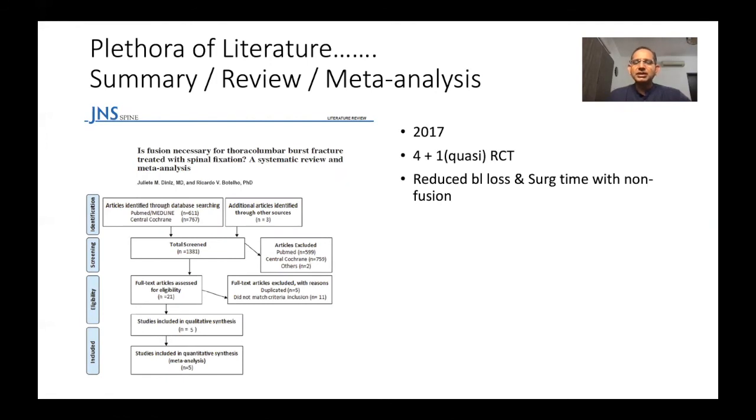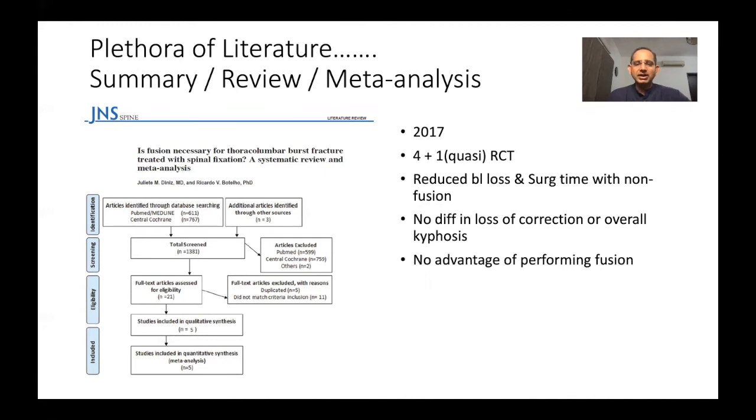And they showed that there was a reduced blood loss and surgical time with the non-fusion technique for thoracolumbar fractures. There was no difference in the loss of correction or an overall kyphosis in either case. And there was no advantage of performing any fusion.